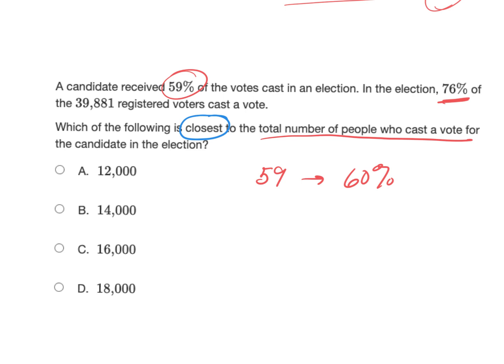So the candidate received 59%. In the election, 76% of the voters voted. So which of the following is closest to the total number of people who cast a vote for the candidate? Now, it says the candidate received 59%, which we're going to round to 60. So this is actually a two-part problem here. Now 76%, I would probably round that to, I'd make that 75% because it's closest, but 76 is closer to 80 than it is to 70, so let me make this 80%.